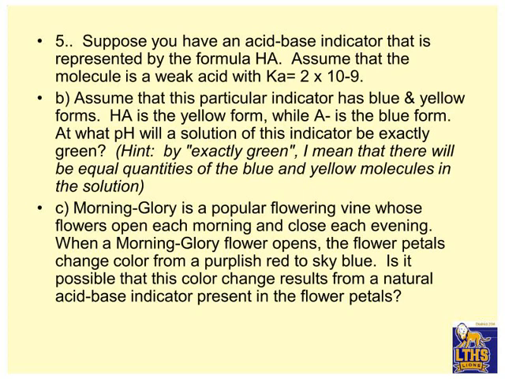Suppose you have an acid-base indicator that is represented by the formula HA. Assume that the molecule is a weak acid with a Ka equals 2E-9. So if its Ka is 2E-9, that means its pH change would be 8 through 10. Assume that this particular indicator has blue and yellow forms. HA is the yellow form, while A- is the blue form.